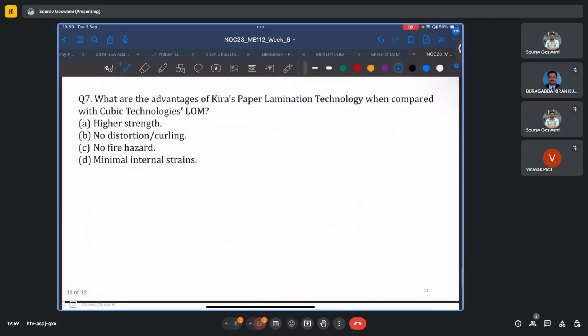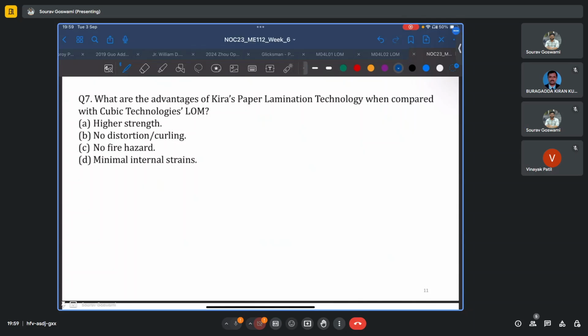The next question, question 7. What are the advantages of Kira's paper lamination technology when compared with cubic technologies, laminated object manufacturing? Does it offer higher strength? Does it negate any distortion or curling? Is it safe from fire hazard? And does it have minimal internal strains?